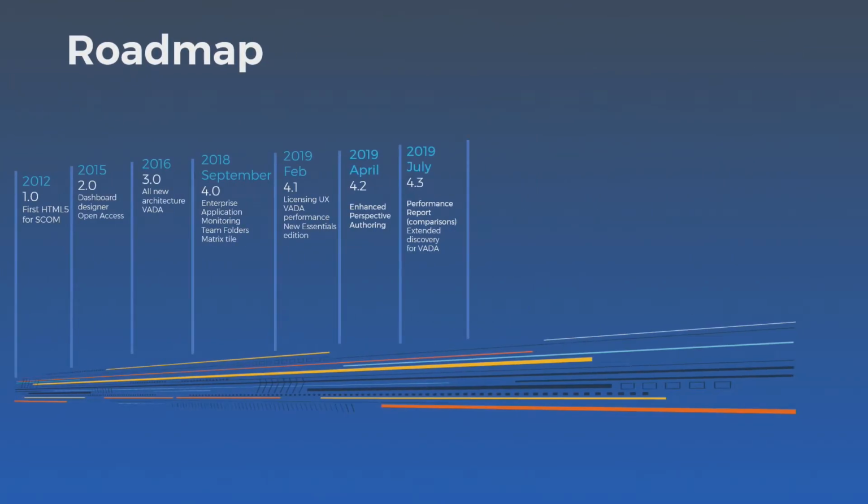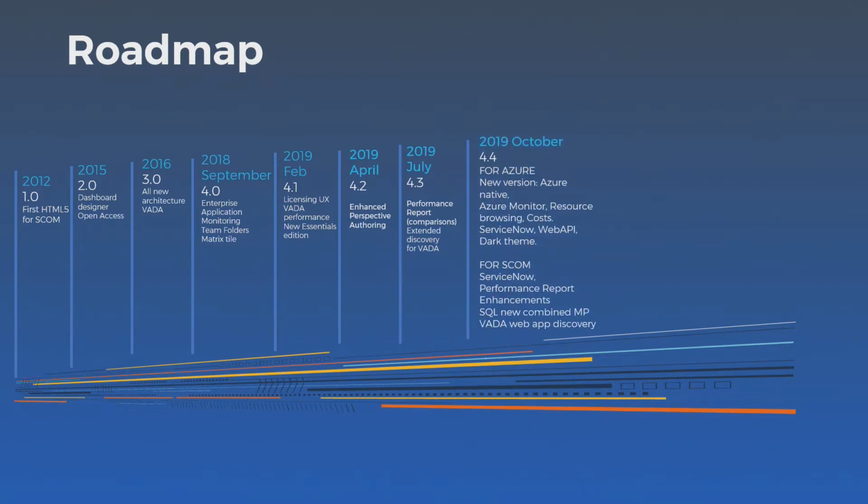So roadmap, we started back in 2012. We've been adding big new versions since then. Version 4 was actually September 2018. We took a little while to get 4.1 out, and then we started to move on to a more frequent release schedule, up to 4.3 in July. We took a little bit longer to do what was actually a very, very big release for us. The last release was version 4.4, and that was because it was actually two products. We introduced SquaredUp for Azure for the first time with version 4.4, and of course SquaredUp for SCOM. A lot of cool new things there, including ServiceNow, Performance Report, and so on.